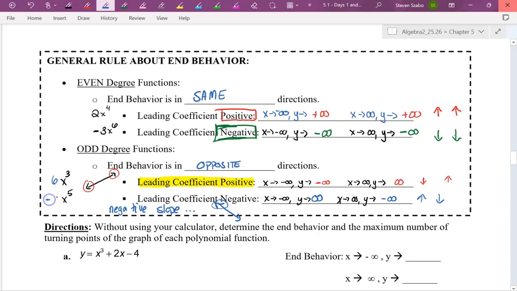If I have a negative, let's say negative 1/3 as my leading coefficient with an odd degree, it's the opposite of that. Up on the left, down on the right, or as x goes to negative infinity, y goes to infinity. As x goes to infinity, y goes to negative infinity. So that's the not so quick review of that concept.